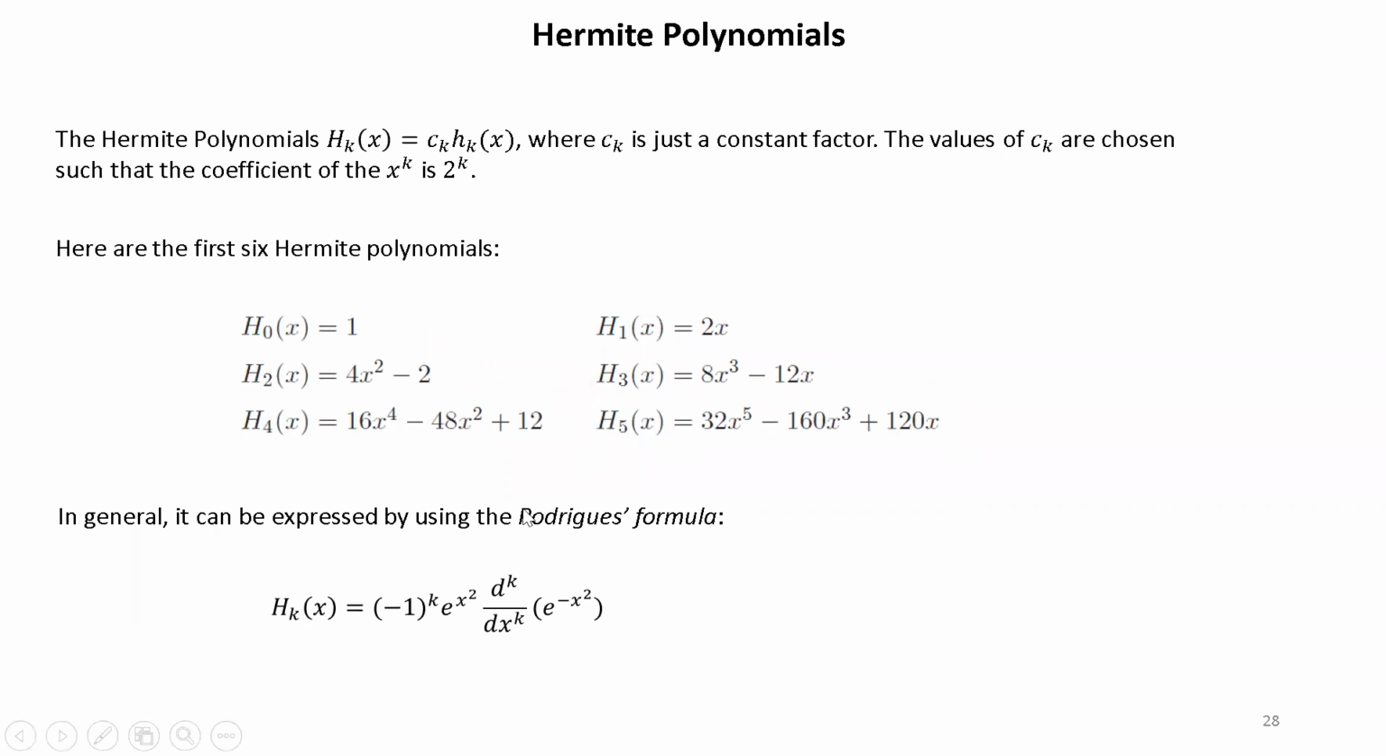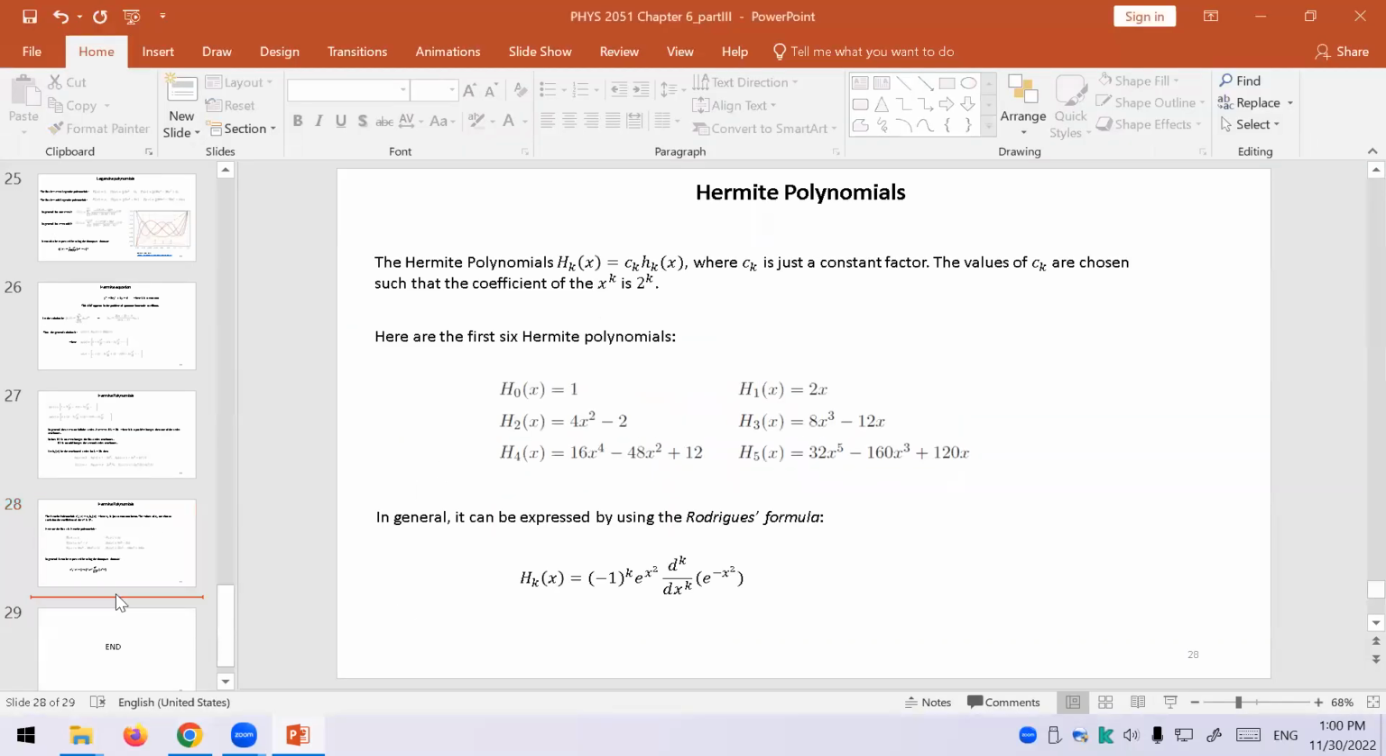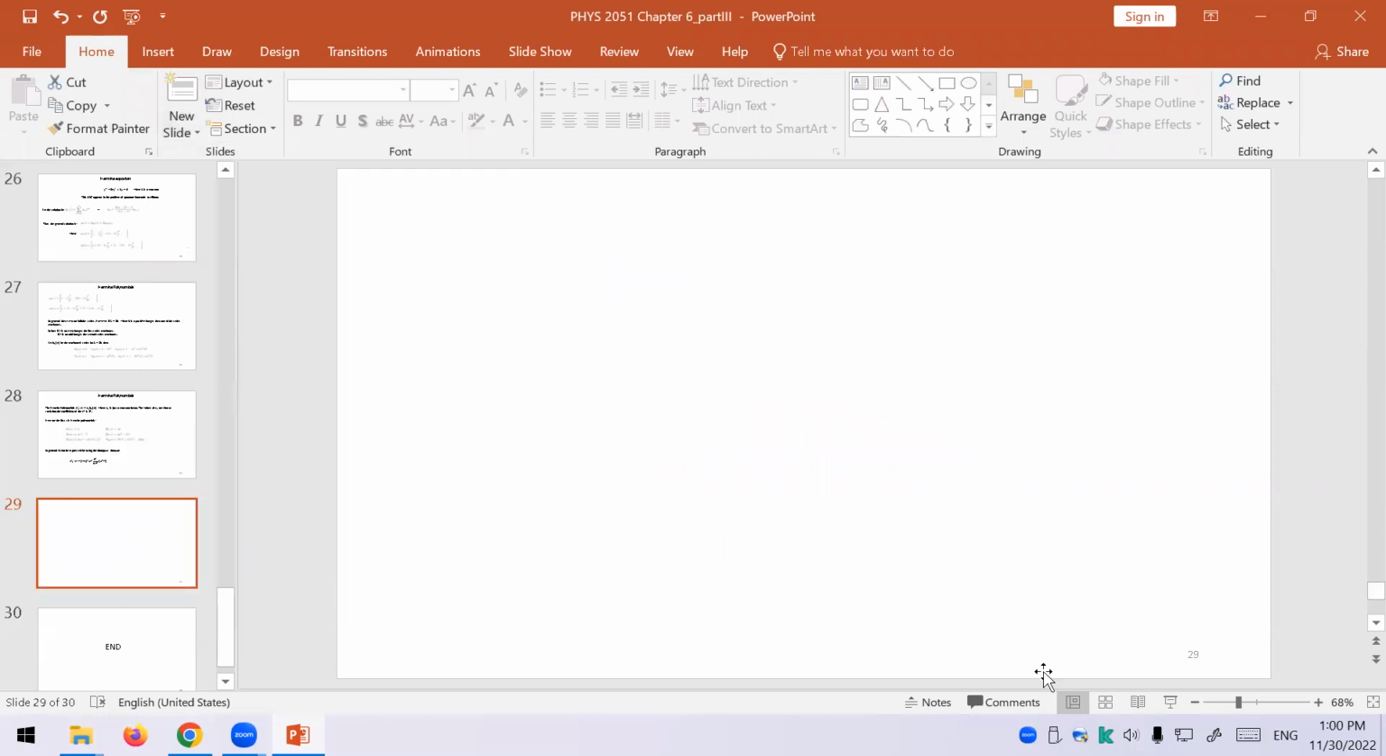Let me tell you a little bit about where this Hermite equation comes from. In quantum physics, you'll be solving the Schrodinger equation, in particular the time independent Schrodinger equation. In a one-dimensional problem, the equation that you have looks like this.